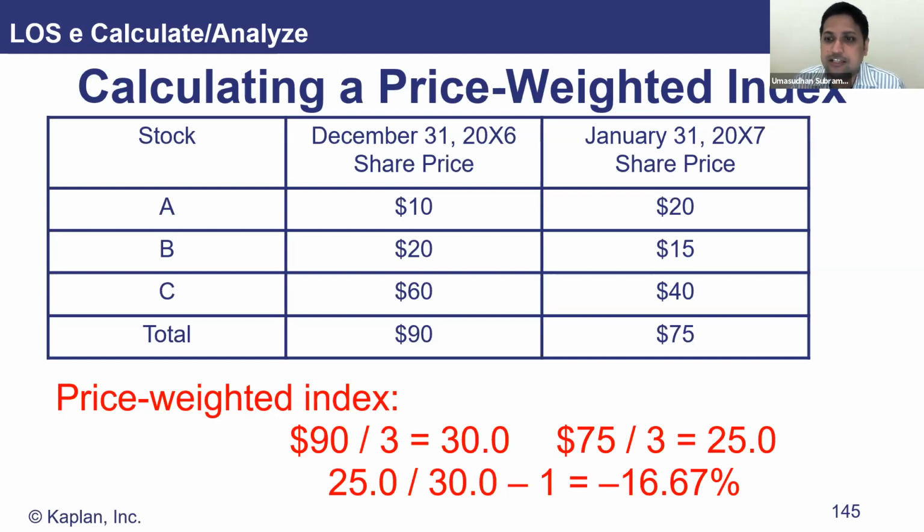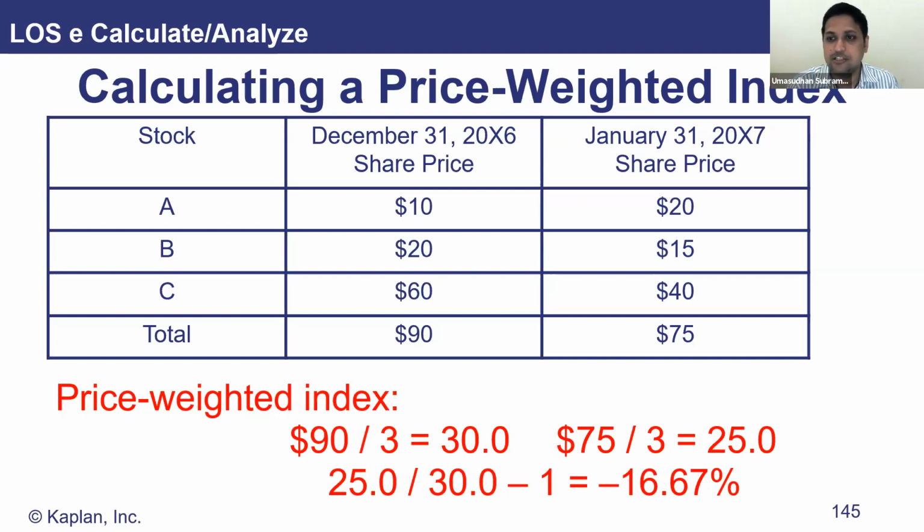Now, this is more interesting. Look at what's happening to A. A's price has doubled, but B has fallen by only 25%, and C has fallen by only 33%, while A has increased by 100%. But the increase in A by 100% did not help the index much. So the index suffered a decline of 16.67%.